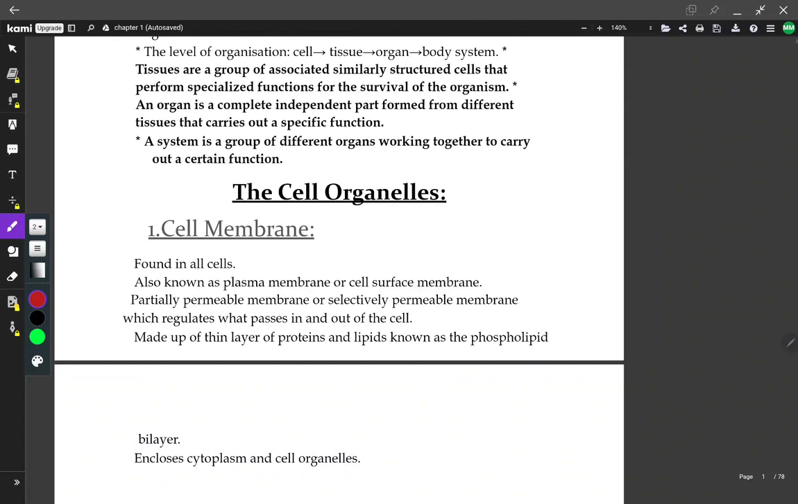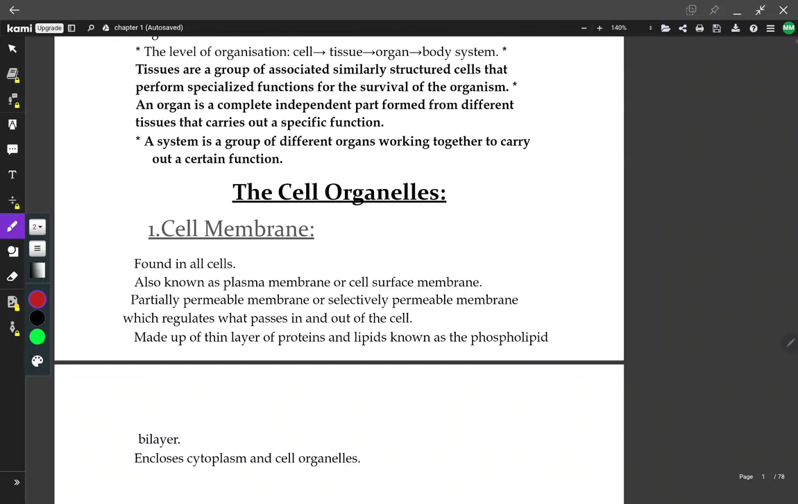So if I have a group of different types of tissues grouped together, they will form an organ, and this specific organ formed will perform a specific function. For example, the heart. The heart is an organ formed of different types of tissues. The lungs, kidneys, the brain, all of these are different organs carrying out a specific function that's different than the other. For example, the heart pumps blood all over the body.